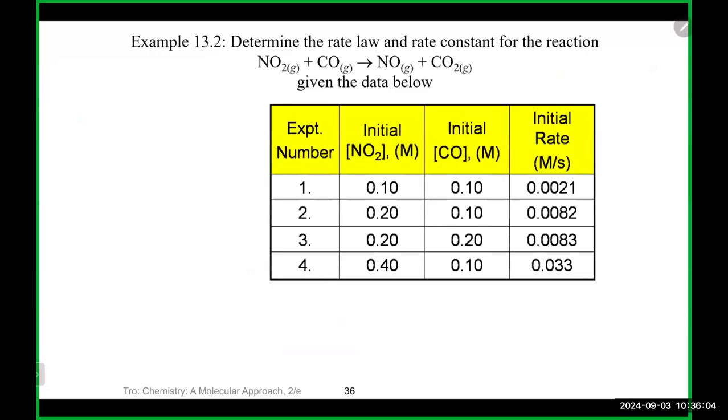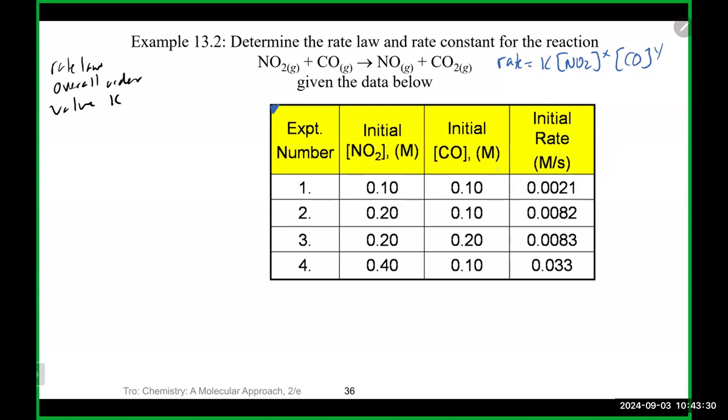All right, let's try another one here. Why not? Let's go with this one. Same thing: rate law, orders, rate constant. Our rate law that we're looking to find is NO2 to the X, CO to the Y. Once again, we're going to look for 2 entries where one stays constant and the other one varies. In this case, we have 4 experiments, so it works the same. It just gives us a few more options.